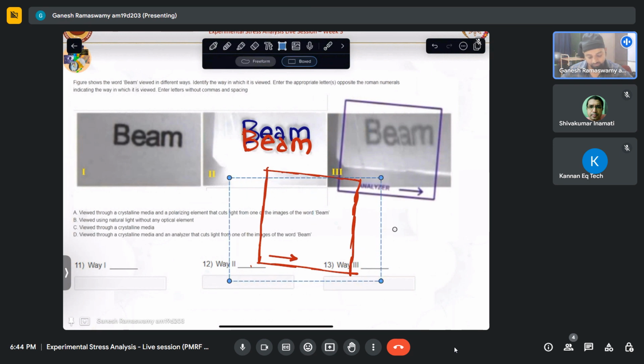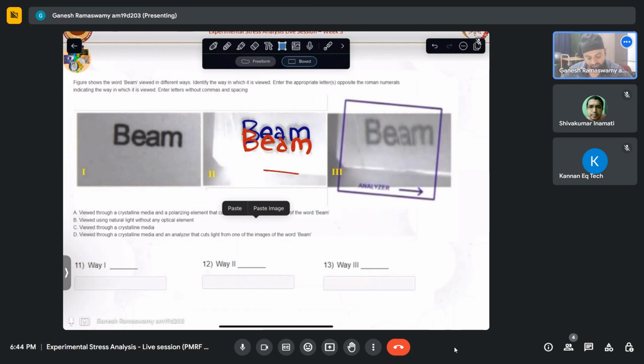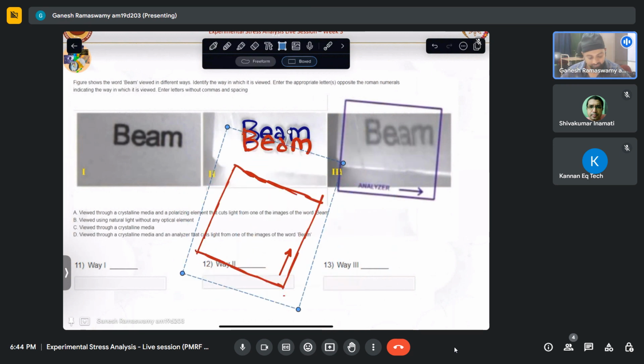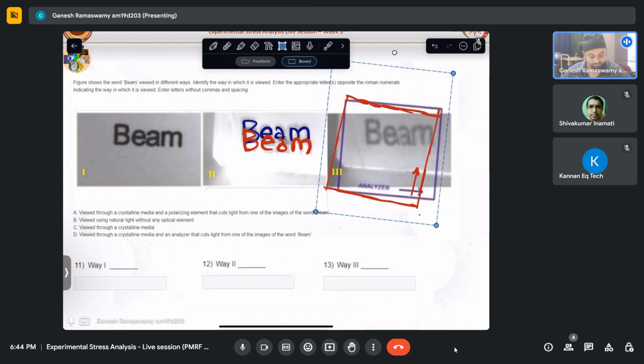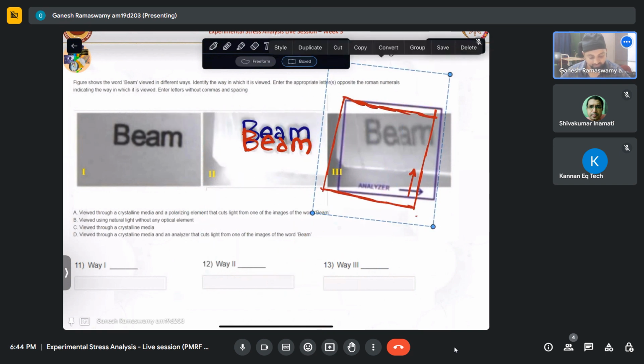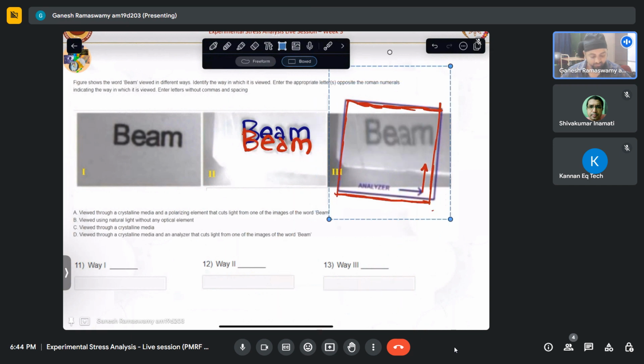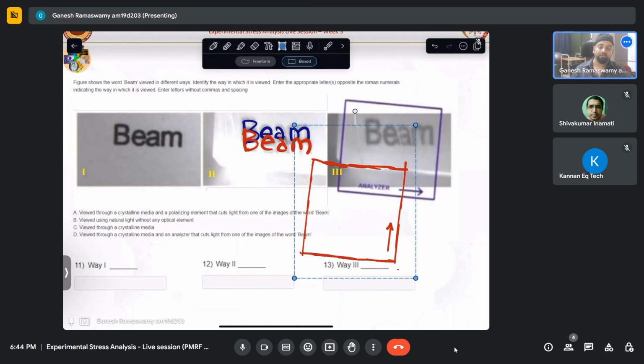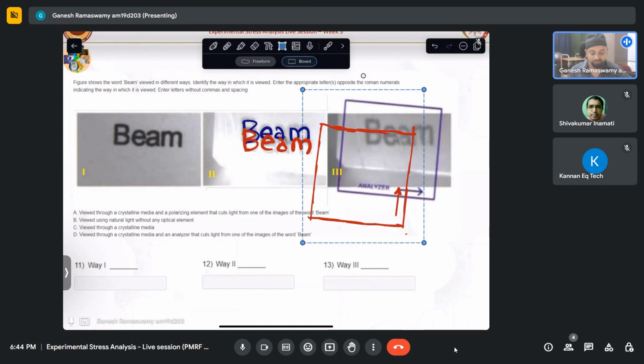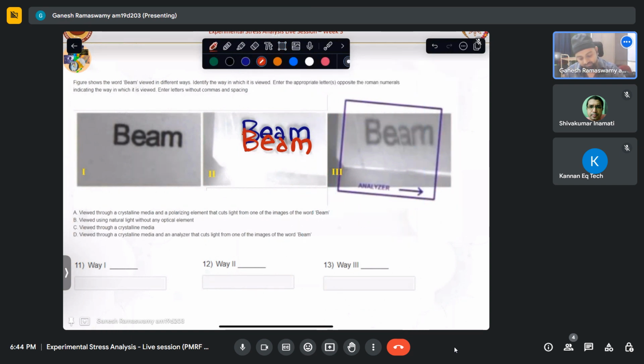So if I were to take it, rotate it like that, perpendicular to this, and place it like this, let us say. So what is it that I'll see? I'll see the other word. I'll see the red one when I see it from here. So I hope that is clear.